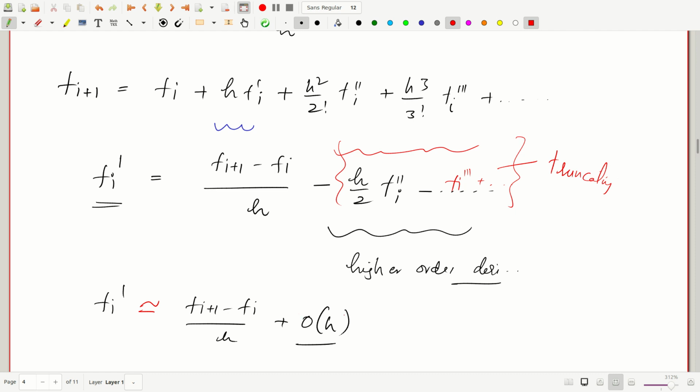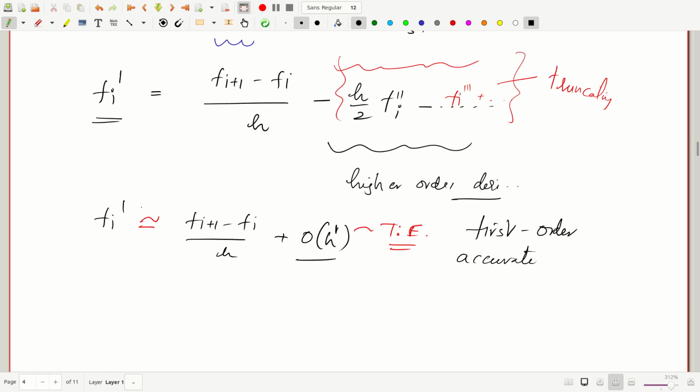This is the truncation error in representing this derivative at I using only these two point function values. That means this is basically first order, because h has a power of 1 here; the leading order is h to the power 1. So we can say that this kind of approximation is a first order accurate finite difference formula. And also, because f prime of I only depends on f of I plus 1 and f of I, this is also known as a forward difference.